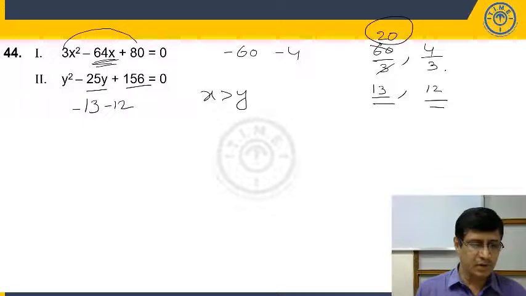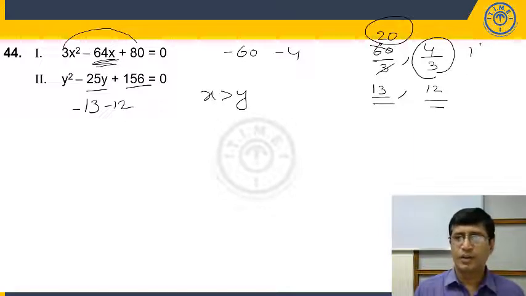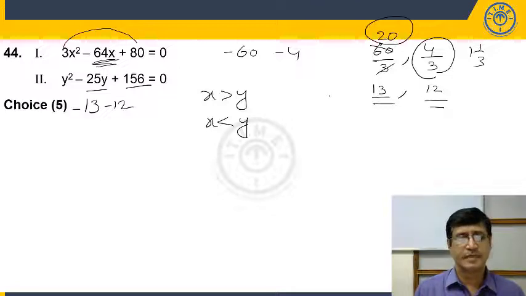And what about the other value? 4 by 3, how much is it? About 1 by 3. So which is less than? Then what is the relation? Yes, no relation. It is not possible to make any relation between these two. So the result is that x and y have no relation, as it is not possible to establish a relation between these two roots. The choice is 5.